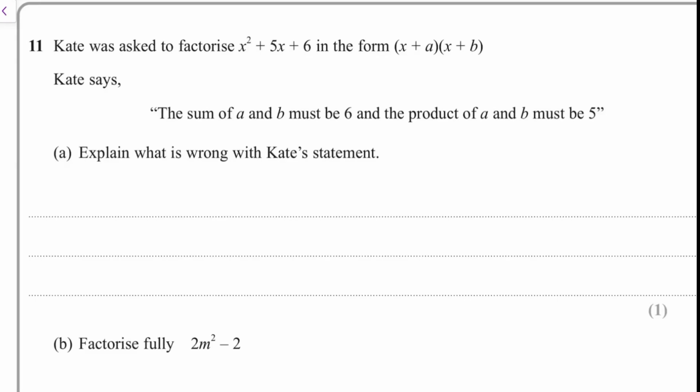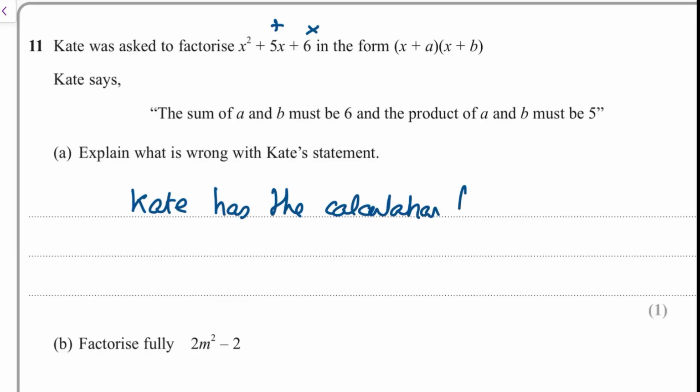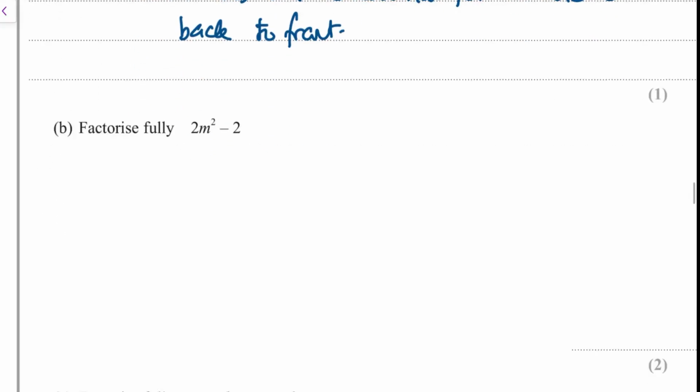Question 11. Kate was asked to factorise 5x squared. So you remember to factorise, that needs to multiply, that needs to be the plus into the a plus b. So ab is 6. Kate says the sum of a and b must be 6 and the product of a and b, she's back to front. Explain what is wrong. Okay, so I'll answer my own question. So Kate has the calculation for a and b back to front. Excellent.